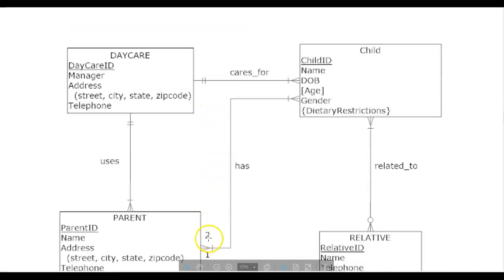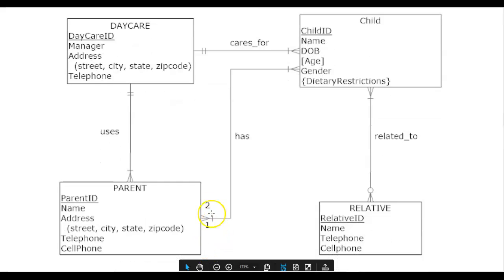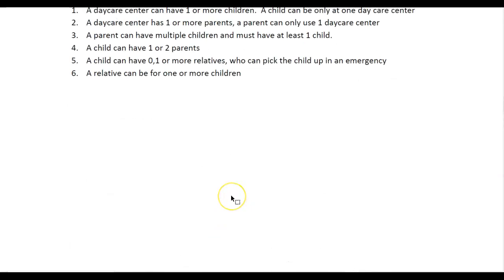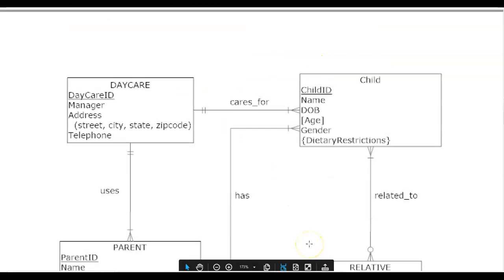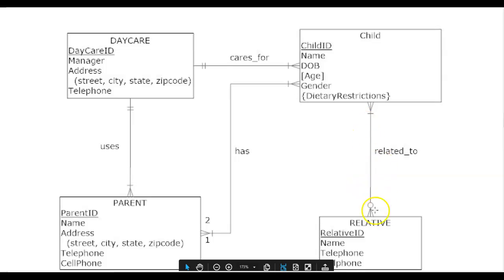So we put some more constraints on the multi-valued, the mandatory many here. So we have 2 for the upper limit, 1 for the lower limit. And then finally, a child can have 0, 1 or more relatives to pick up the child. A relative can be for more than one child, so that's the emergency pickup. So they have no relatives, or they have one or many. So that's basically it for that one.